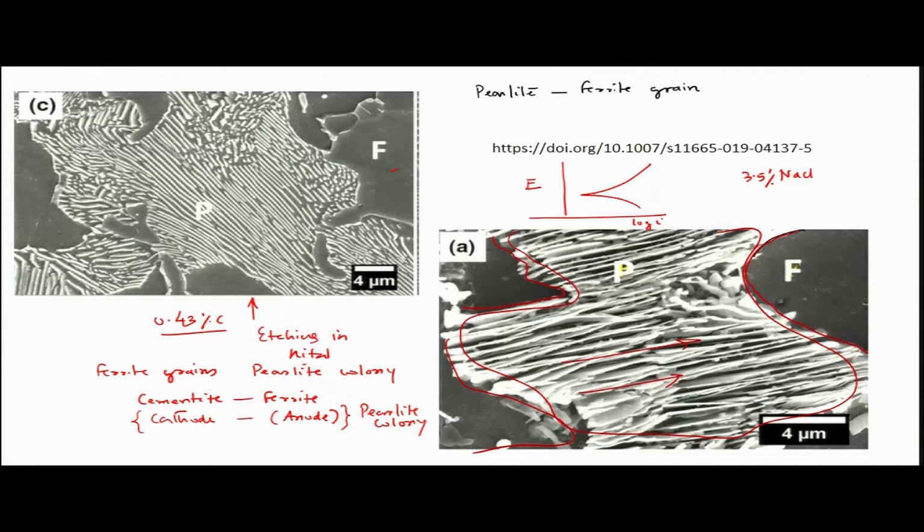Now, in the pearlite colony we have ferrite lamella and cementite lamella. So, the cementite acts as cathode and ferrite acts as anode. But when we talk about ferrite grain and pearlite colony, since it has a lot of cementite and cementite is cathodic in nature, overall it will act as a cathode. And this is anode. And now, anode would dissolve as per the galvanic effect in this particular solution.